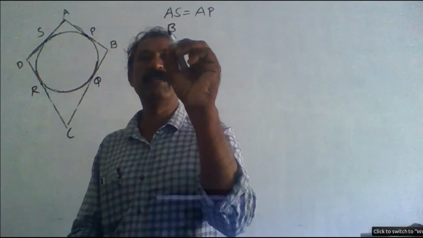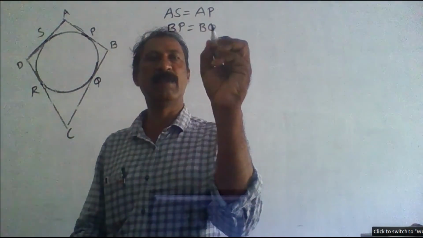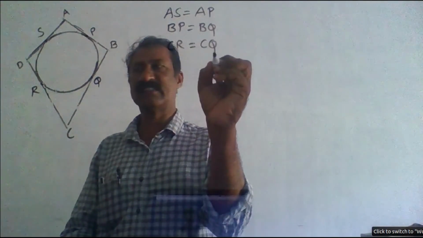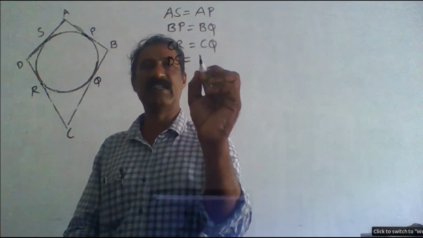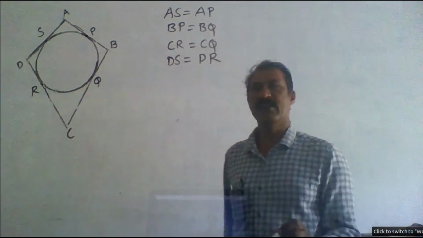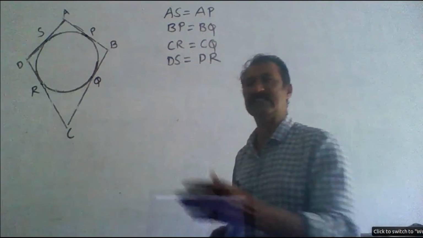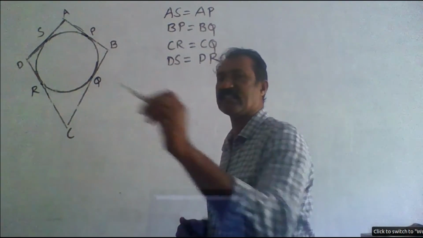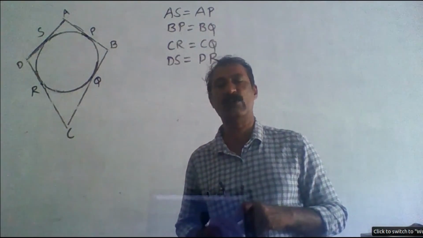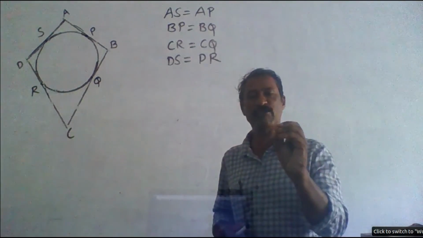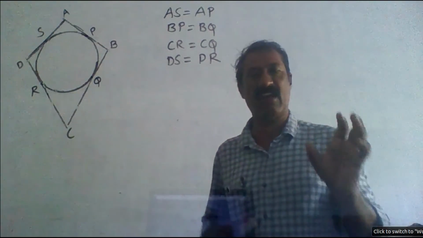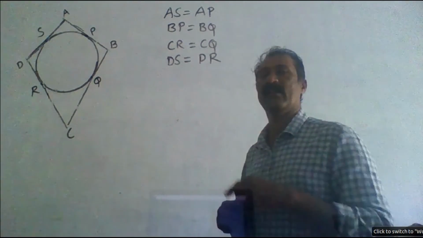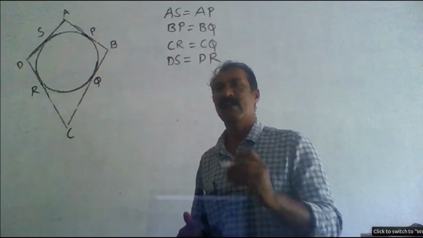Similarly, we can write BP equals BQ, CR equals CQ, DS equals DR. Here all these line segments are equal. That's clear from the figure. They are lengths of tangents. Here CQ is a tangent, CR is a tangent. Lengths of these tangents are equal. Tangents drawn from an external point to the circle are equal. We used that result.